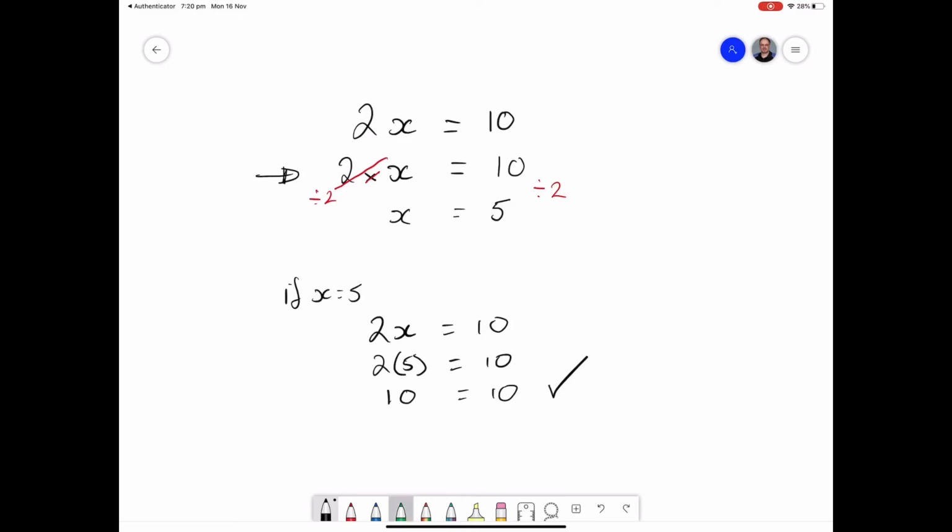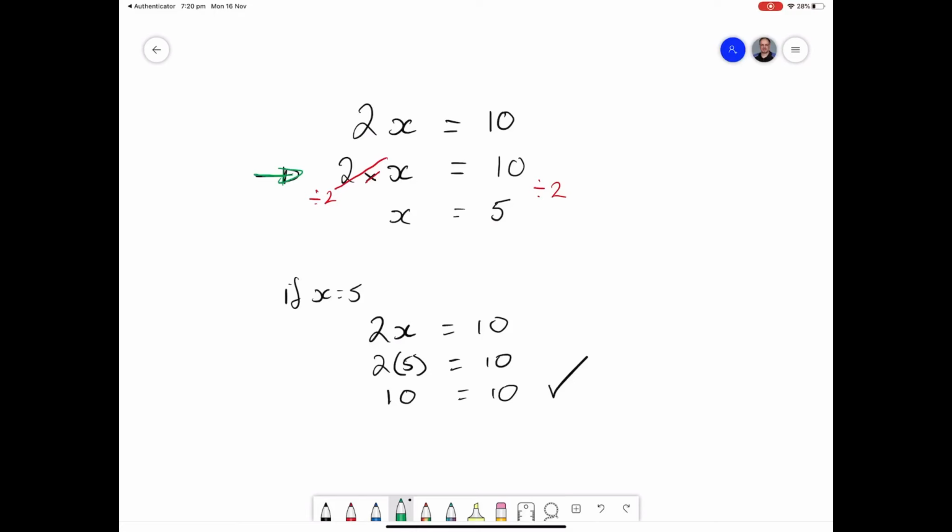So let's go back up the top for a second. What actually happened here again? So again, in this line here, we had 2 times x. To undo the 2 times, or the multiplication of 2, you have to do the opposite. And the opposite, of course, of multiplication is division. So we did division on both sides of this.